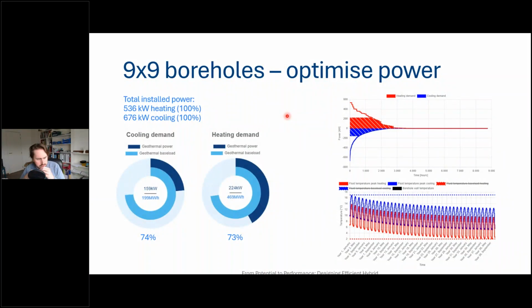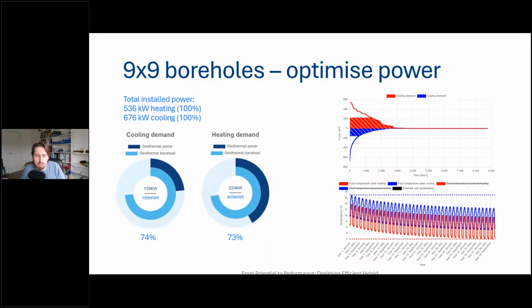So what is the insight you can get from this? Well, we saved 10% on our investment cost of the Borefield, and we only lost, or only relatively, lost 5% in geothermal share.